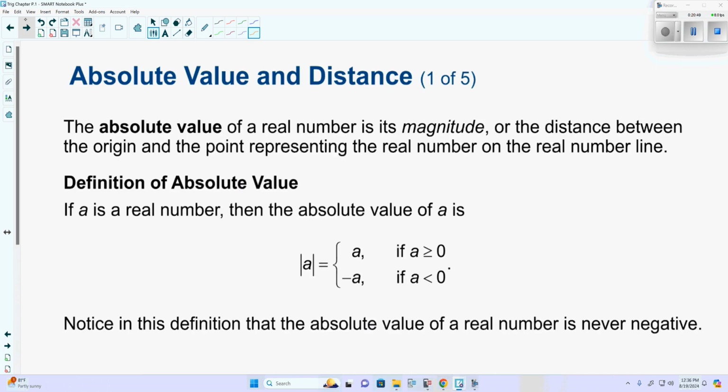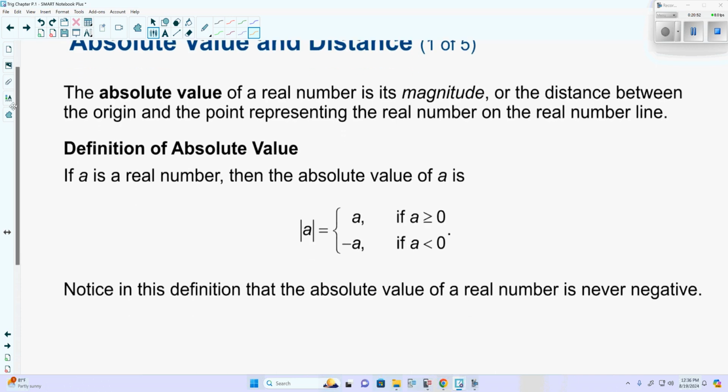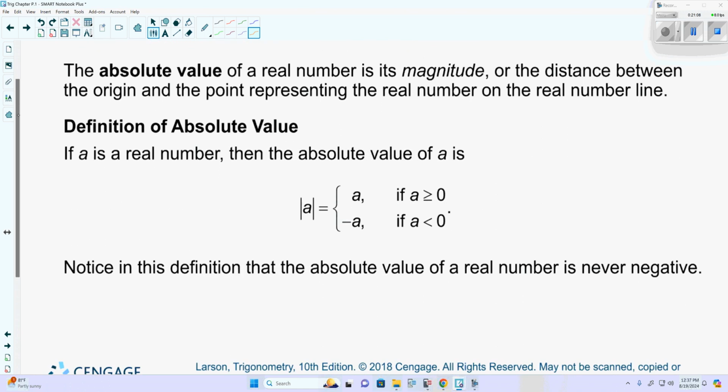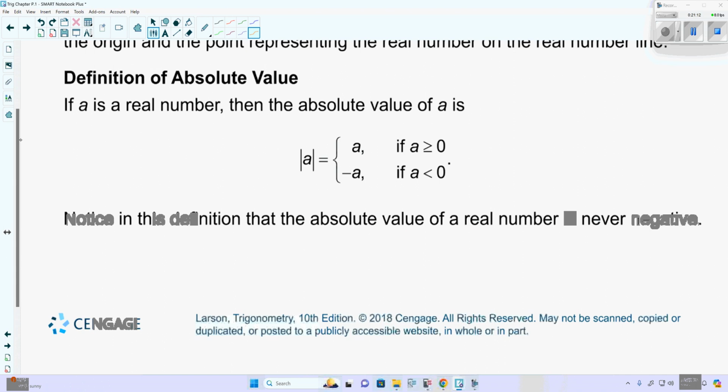All right. Absolute value and distance. The absolute value of a real number is its magnitude, or the distance between the origin and the point representing the real number on the real number line. All right. Now our definition of absolute value. If a is a real number, then the absolute value of a is defined as this here. So the absolute value of a is equal to a if the value of a is greater than or equal to 0. So if a is a positive number or 0, it comes back out as a.